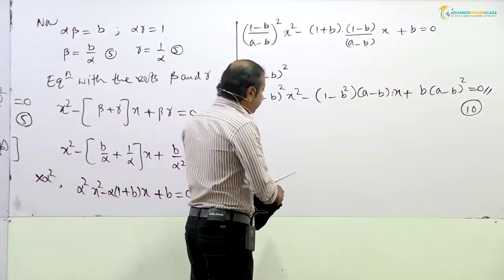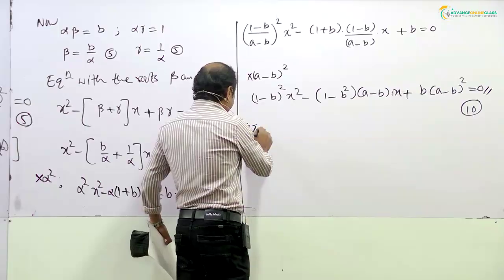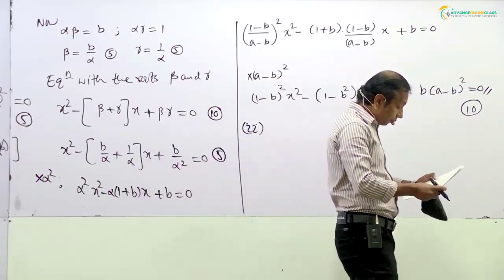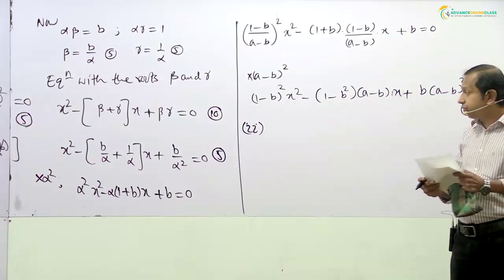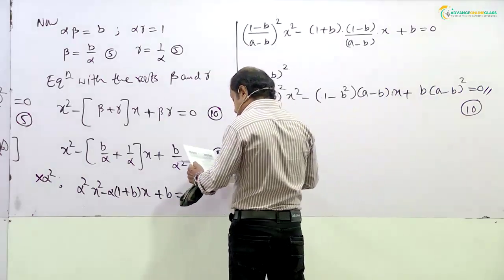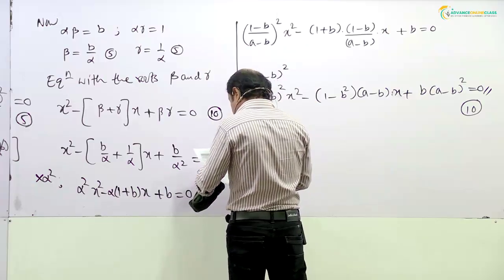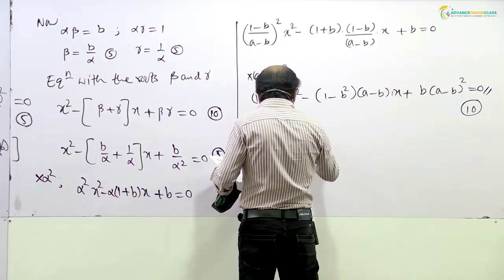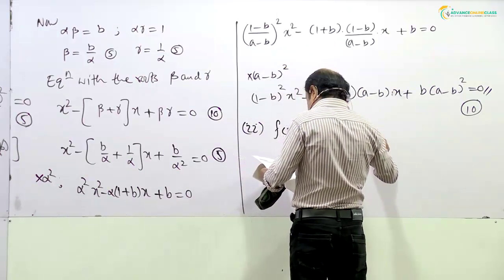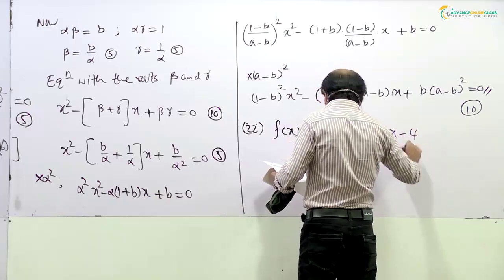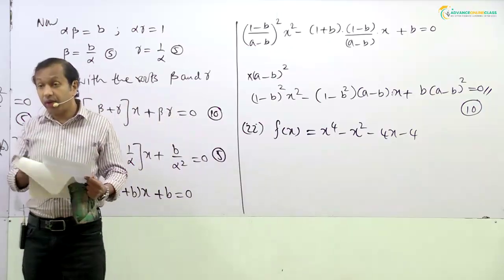Okay, second part. Question number 1, part 2. It says you are given f(x), the function f(x) is x to the power 4 minus x squared minus 4x minus 4. Show that x plus 1 and x minus 2 are factors of f(x).